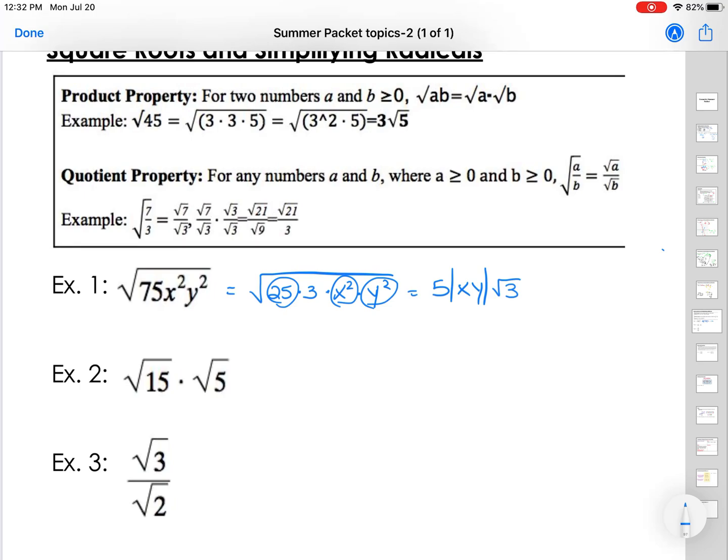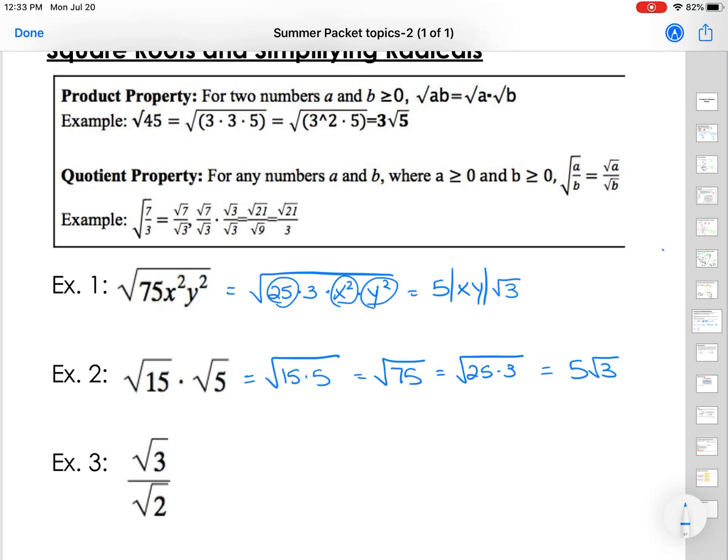All right, so if we take a look at example 2, we can use the product property rule that says if I have two radicals, I can multiply the radicand, the insides, together. So I can say the square root of 15 times the square root of 5 is the square root of 15 times 5. Well, 15 times 5, I believe, is 75. So the square root of 75, now I can say, okay, what's going to multiply to 75 that has a perfect square? The same as before, we can use 25 times 3. So the square root of 25 is 5, and I have the radical 3 left on the inside.